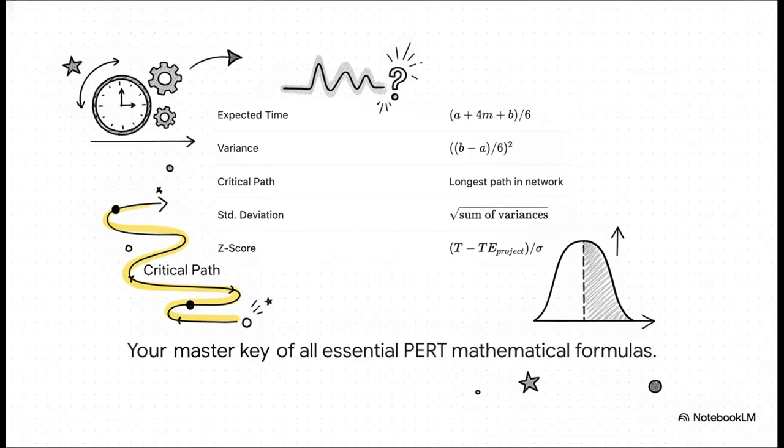And this brilliantly illustrates the entire system in one place. Honestly, I highly encourage you to take a quick screenshot right now. It is your master key. It contains the expected time formula to weight your most likely guesses, the variance formula to measure your doubt, the critical path definition, and the z-score equation to calculate your real-world probability of success.